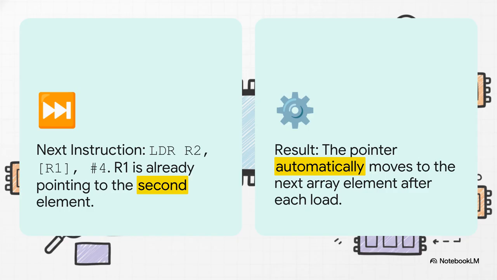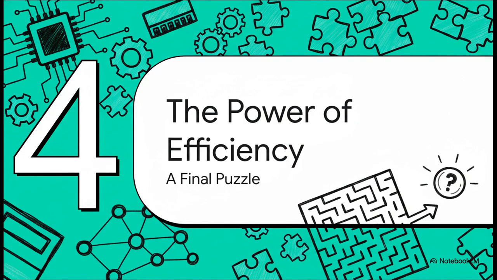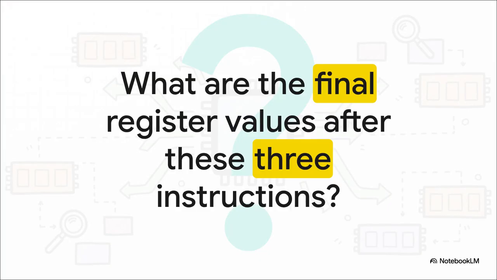No extra steps, no wasted time. It's just incredibly efficient. All right, you've seen the theory, you've seen it in practice. Now it's time to put your newfound knowledge to the test and really see the power of these modes when they work together. Let's solve one last puzzle. Okay, here's the setup for our pop quiz. Register R1 starts out at memory address 9000. And we know that way over at address 9404, there's a piece of data stored. The question is, what are the final values going to be in registers R0, R2, R3, and R1 after we run this exact sequence of 3 different load instructions?